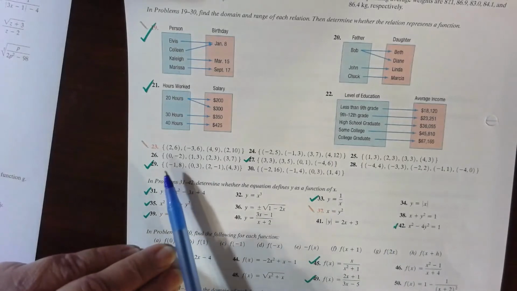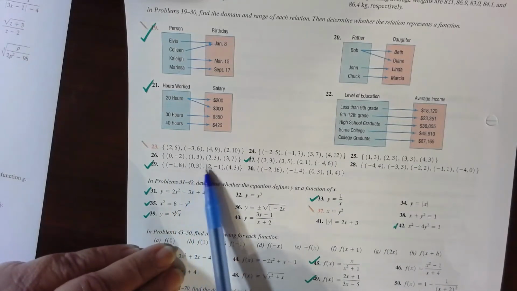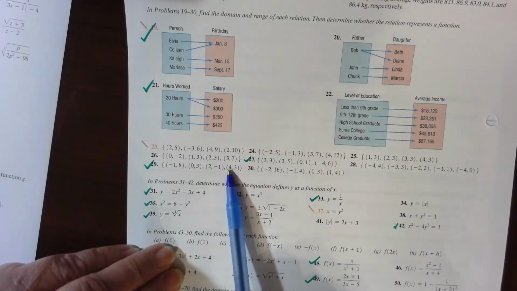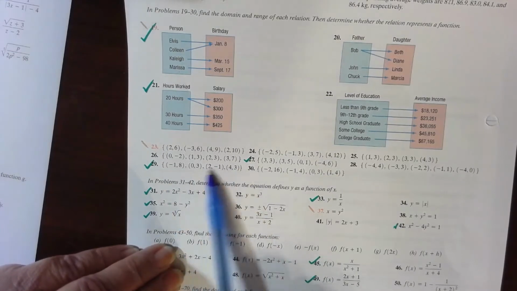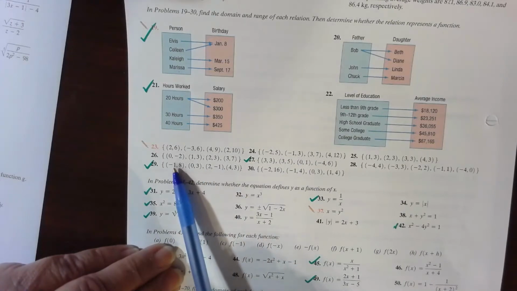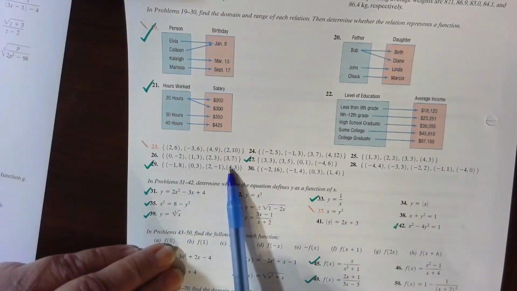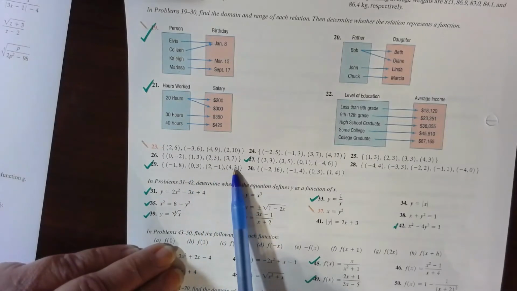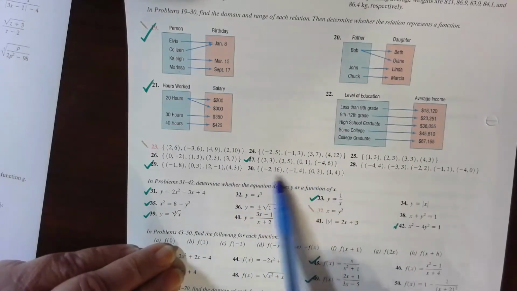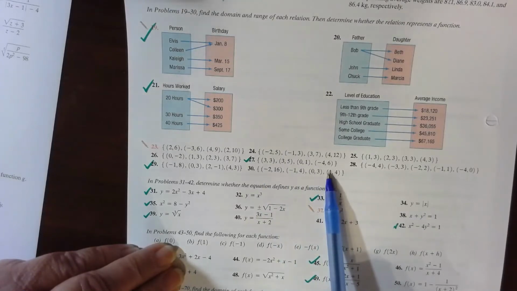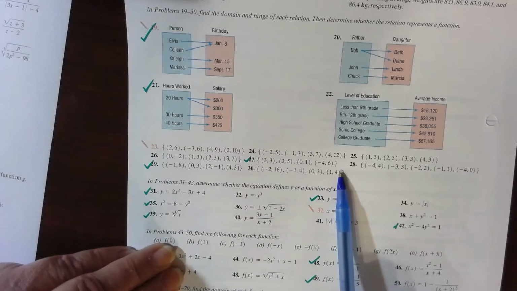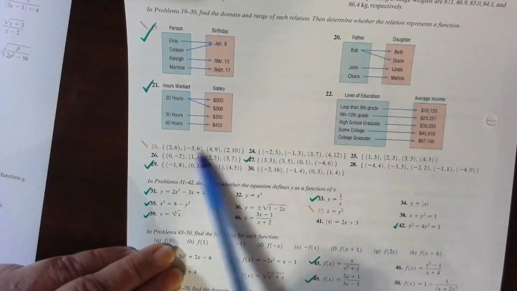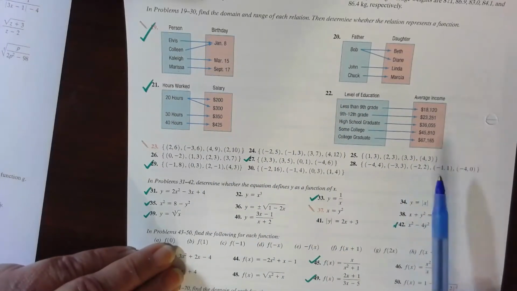Okay, on this one, I have -1, 0, 2, and 4. So no x is repeated. Therefore, this one is a function. My domain would be -1, 0, 2, 4, and my range would be 8, 3, -1. You don't need to repeat that 3. Let's look at this one. Look at my x values: -2, -1, 0, 1. No x is repeated, so yes, this one is a function. So we know how to look now if it's in a mapping or if it's in a roster to tell whether it's a function.